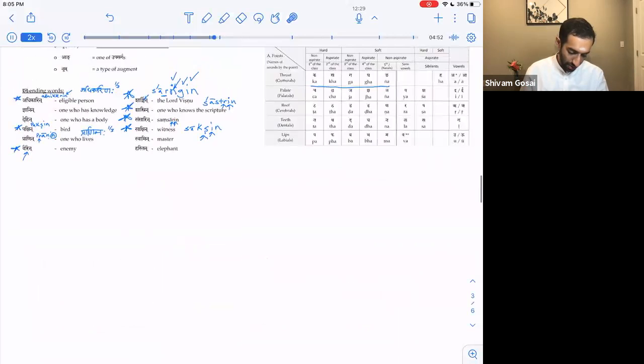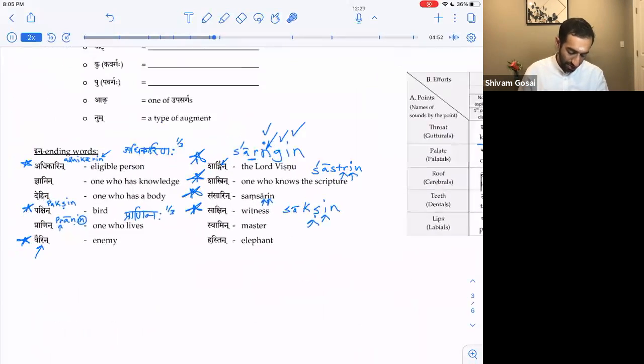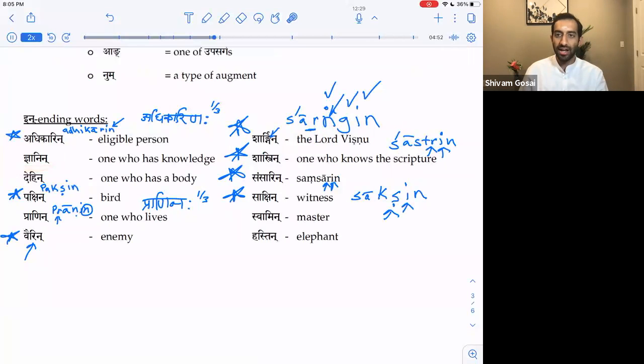Our time is up, so you can let me know if any of these give you some trouble or if you want to look at any more in the next class. I was going to go over number 9 because I thought it was interesting, but you can let me know. Just quickly, if we're looking at these words, Jnanin, right? One who has jnanam, one who has knowledge. Dehin, one who has body. Some of these are interesting, like hastin. Hasta means hand, right? One who has a hand, but on their face, is an elephant. One who has a hand, right?